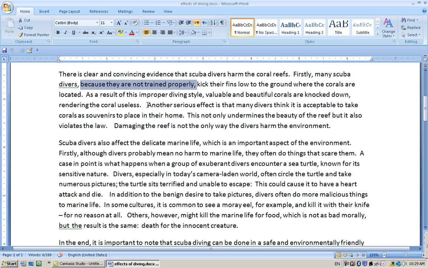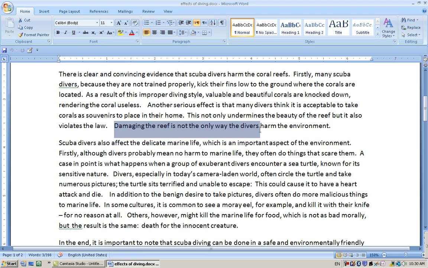Okay? So I say here, another serious effect. You see how clear that is? Another serious effect. So the first effect is divers kicking their fins. They hurt the coral. They damage it. They kick it. Another serious effect is that many divers think it's acceptable to take corals as souvenirs in their home. This not only undermines the beauty of the reef, but it also violates the law. Okay? Damaging the reef is not the only way that divers harm the environment.